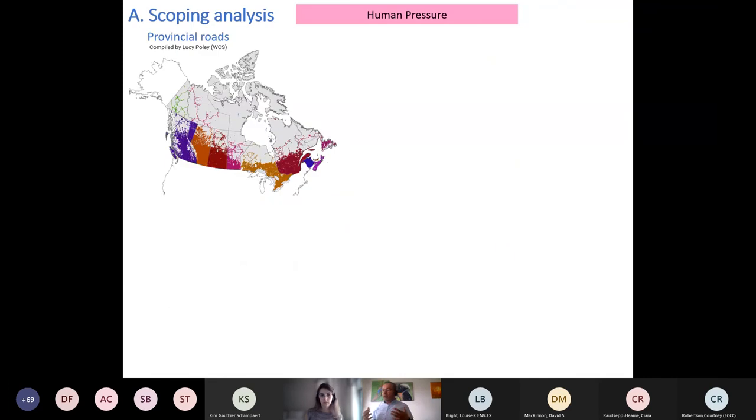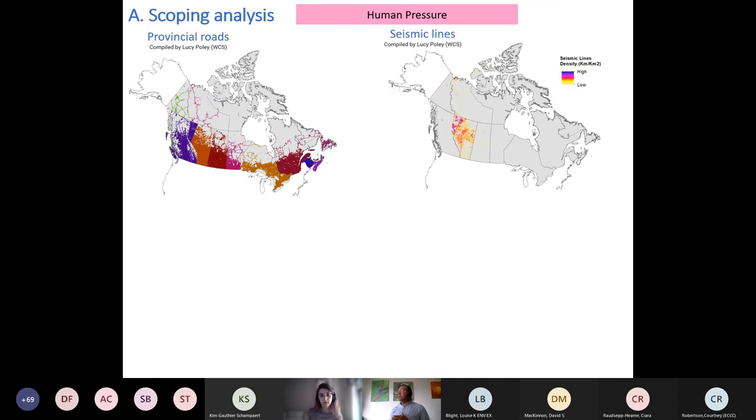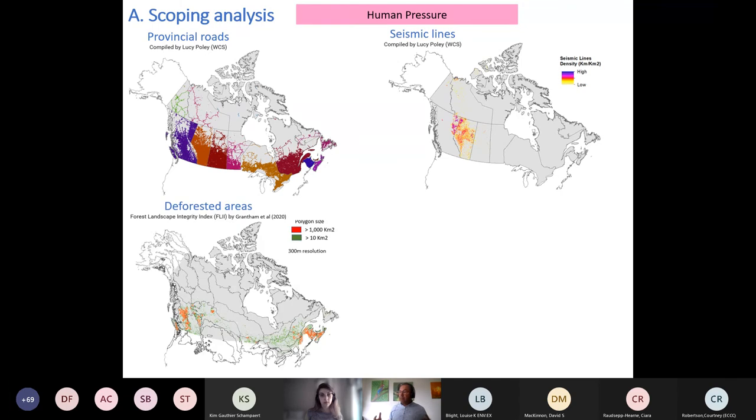Then we thought, okay, it's not enough to have this human footprint for Canada, because we ran these projects in parallel. So Lucy made an amazing job collecting provincial data sets, in particular roads, and also seismic lines that are important features in the landscape. And also we extracted this data set from the forest landscape integrity index to identify the forested area in Canada.